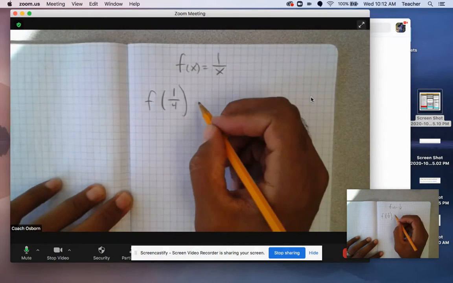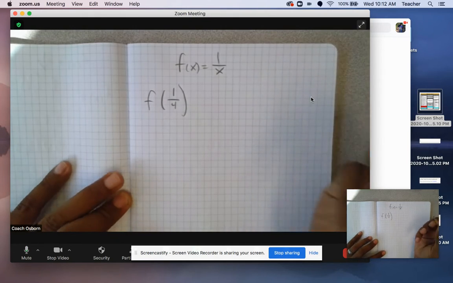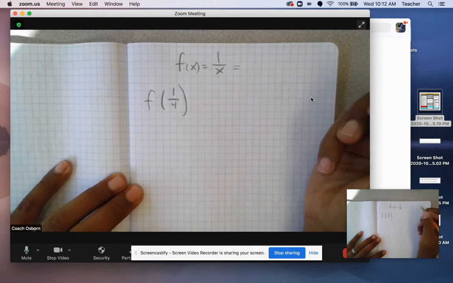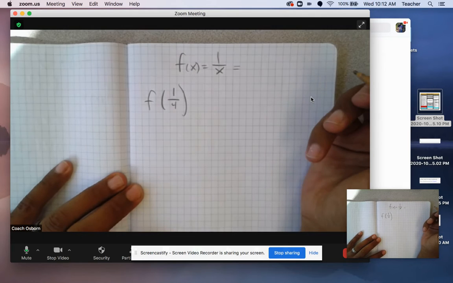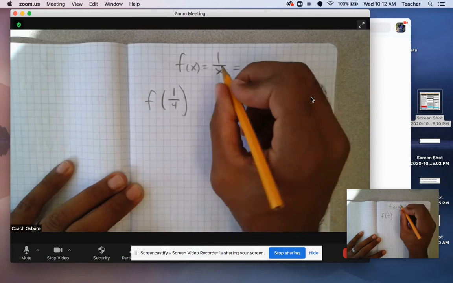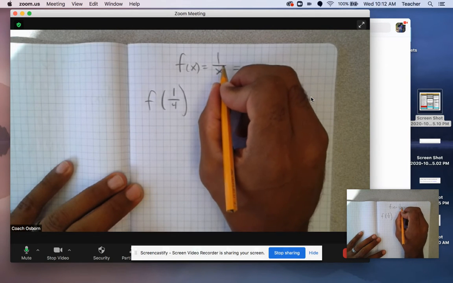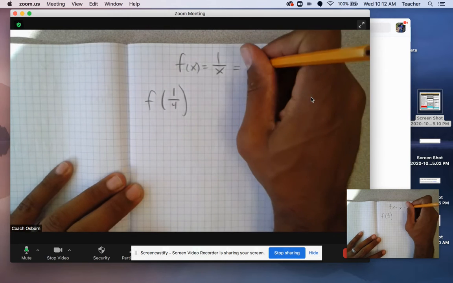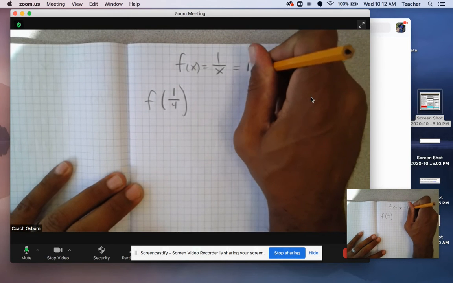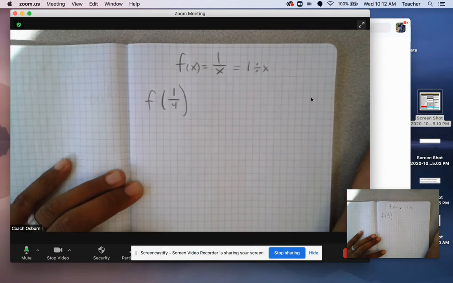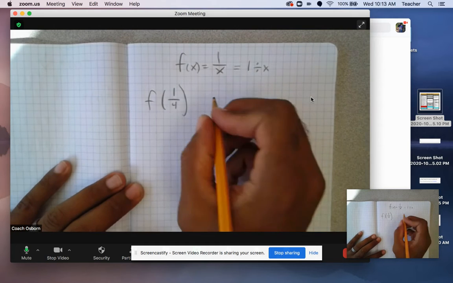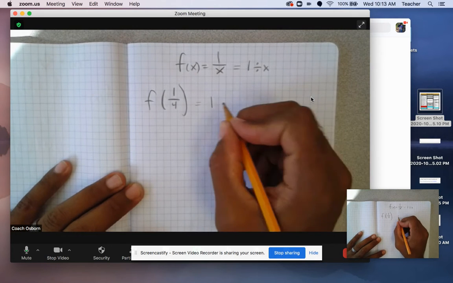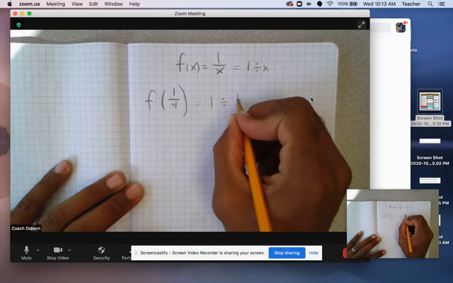So I want to plug in 1 over 4 into 1 over x. Well, let's rewrite the function so that this makes a little more sense on what you need to do. Remember that anytime you have this little fraction line, that means divide, right? So I can rewrite this as 1 divided by x. That's the same thing. So when I plug in the 1 over 4, let's put 1 divided by 1 over 4.